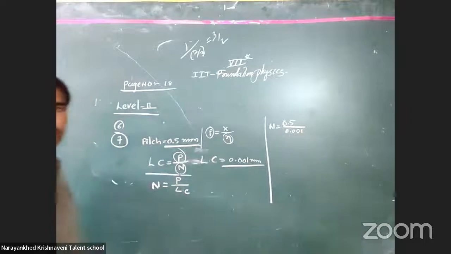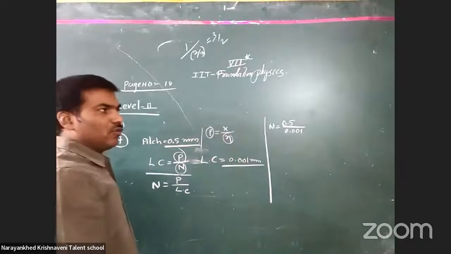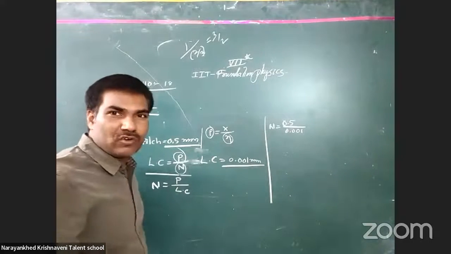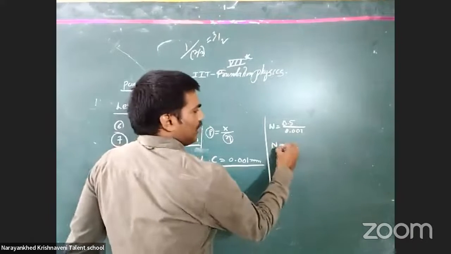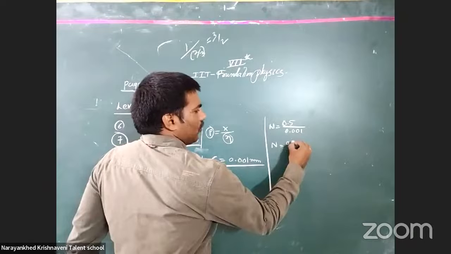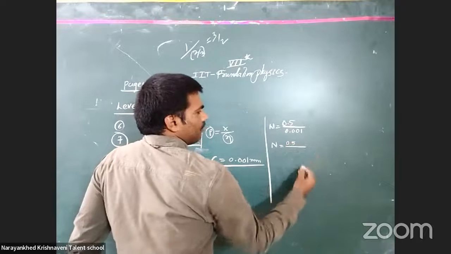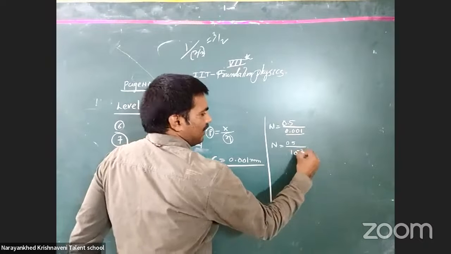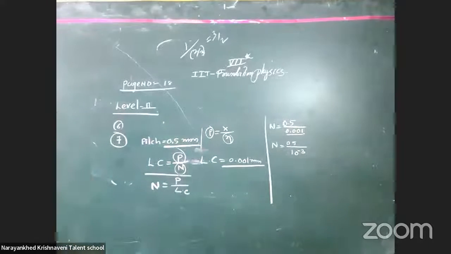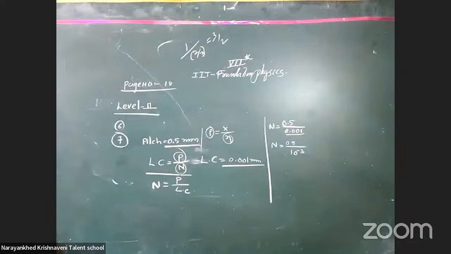0.001 it is. N is equal to what? 0.5 by 0.001 it will be there. Now, it is also written as N is equal to 0.5 by, here it is written as 10 to the power of minus 3. Got it or not? It is written as 10 to the power of minus 3 we have here.